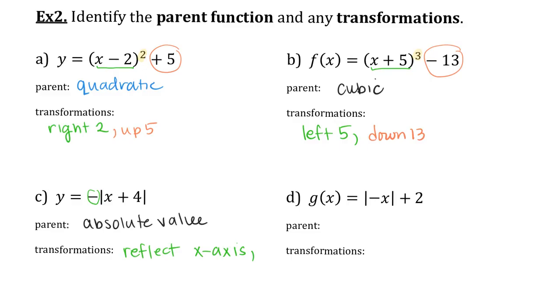Inside the bars are kind of like parentheses. It says x plus 4. Is that left or right? Left 4. Okay, one more. g of x equals the absolute value. Just pause. I already know the parent function is absolute value.